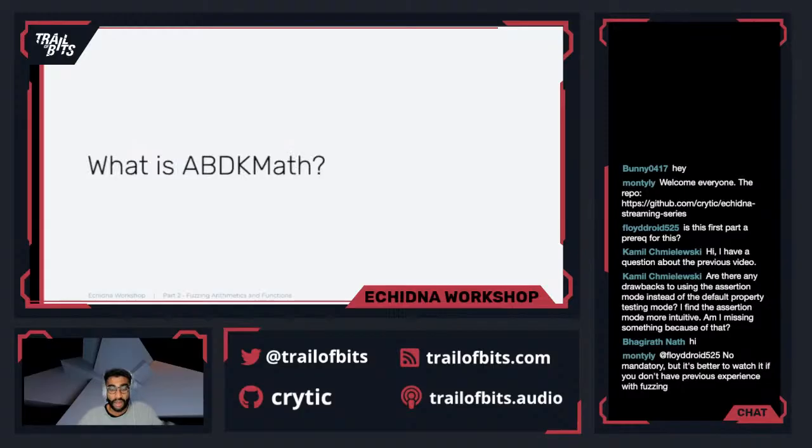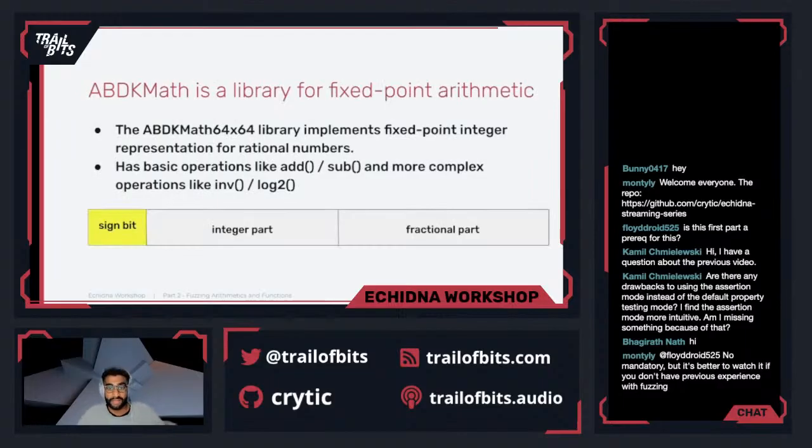So how we're going to write function level properties is by focusing on this ABDKMath library. ABDKMath is a library for fixed point arithmetic. And so fixed point values help represent rational numbers. The library has basic operations like addition and subtraction, and also has more complex operations like inverse, logarithm, power, natural log, and a bunch of other functions.